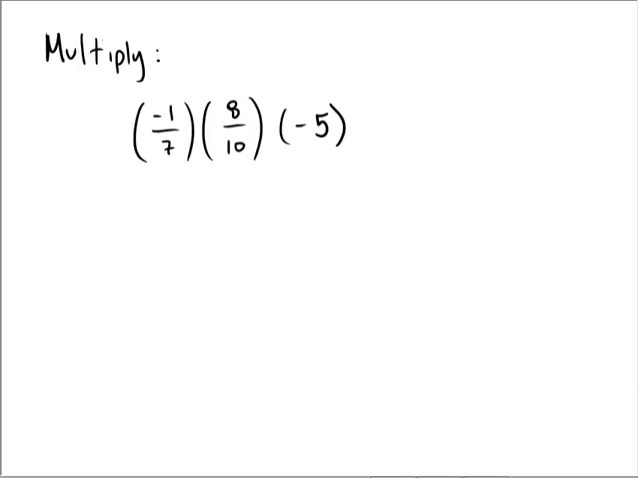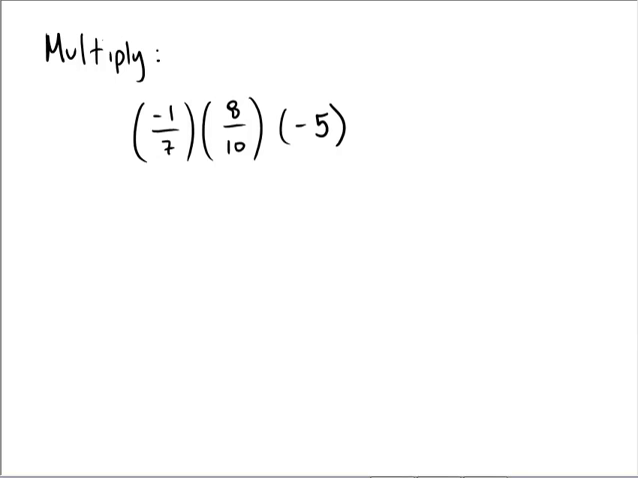With signed rational numbers. So here we have -1/7, 8/10, and the integer -5. Notice that there are two negative signs in this problem, and a negative times a negative is a positive. So we are going to acknowledge that the final result will definitely be a positive number. Now, is there any reduction that can happen?